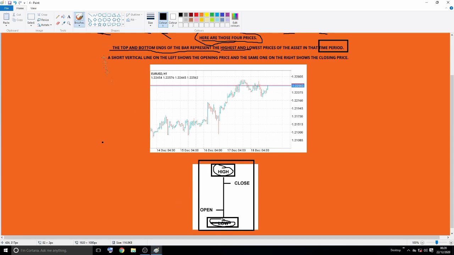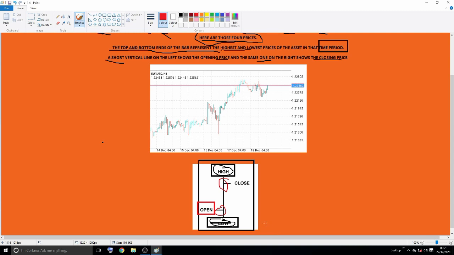Let's continue. A short vertical line on the left shows the opening price, and the same on the right shows the closing price, right? Let me show you. This line here shows the opening, this one shows the close. So it shows you better details than the line chart.